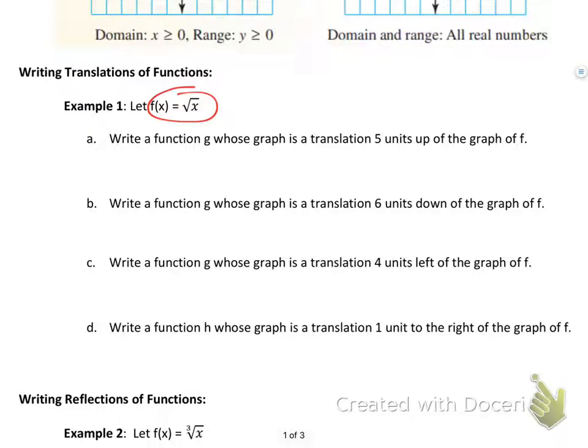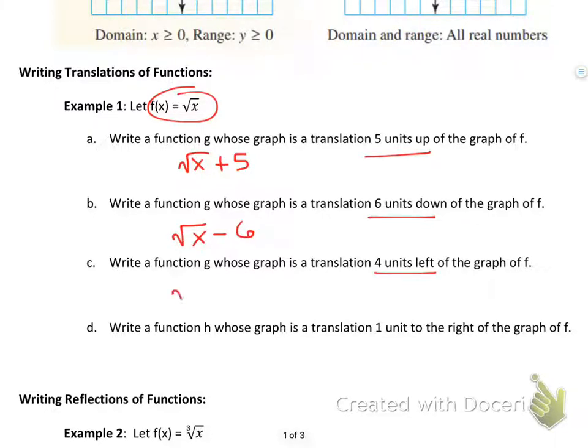So if it's a translation 5 units up, right, that's vertical, so it goes outside. So it's the square root of x plus 5. And it's plus 5 because it's going up. And remember, outside we do the same. The 6 units down, same idea. Square root of x, but minus 6 because it's going down.